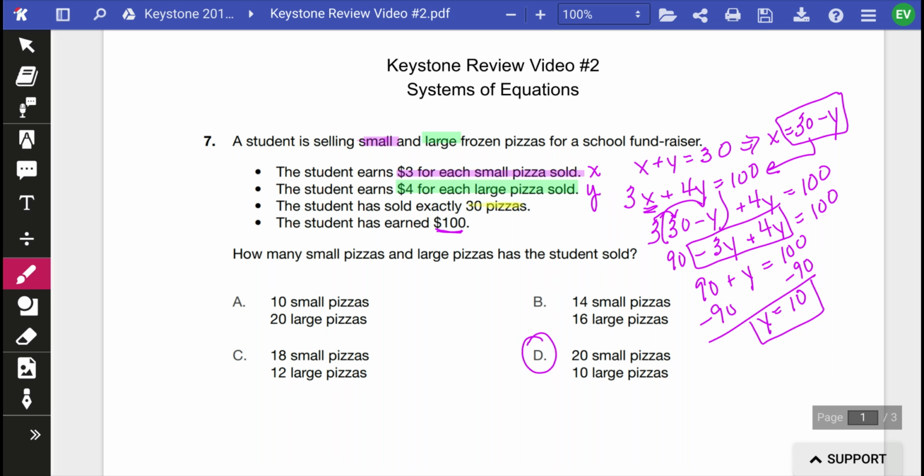You can also take each of the selections, and I could multiply my small pizzas by 3 and my large pizzas by 4, and that would give me a total. And hopefully you'd figure out which one gave you 100, hopefully selection D.